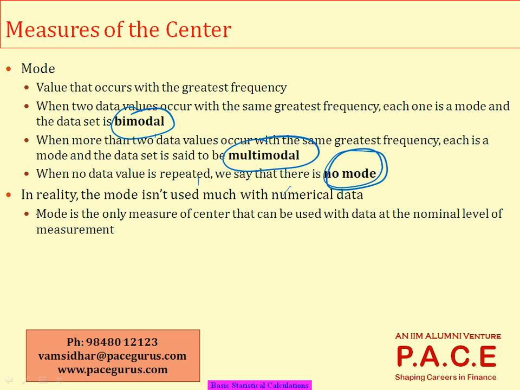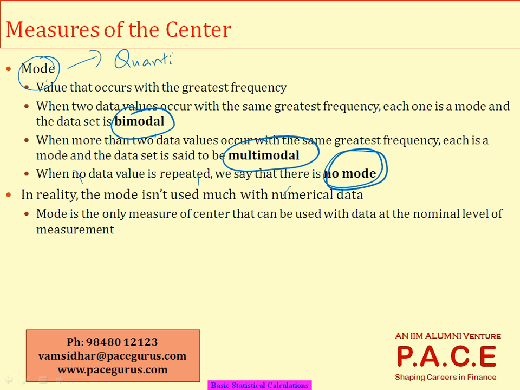It is because of this reason that mode is generally not considered an effective measure. The reason being, for some data sets I may not even have a mode at all, so my analysis will get distorted. So that's where people stopped using the concept of mode for quantitative data.